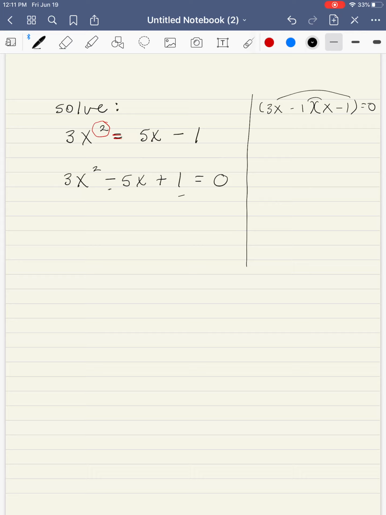And if I quickly FOIL that back out, my outer and inner terms, I get negative 3x minus 1x, which is negative 4x. And that is not equal to the middle term I have here. So that tells me that does not work. But if that factoring did work, then that would have been a very quick and easy way of doing it. So I always want to try factoring first, always.